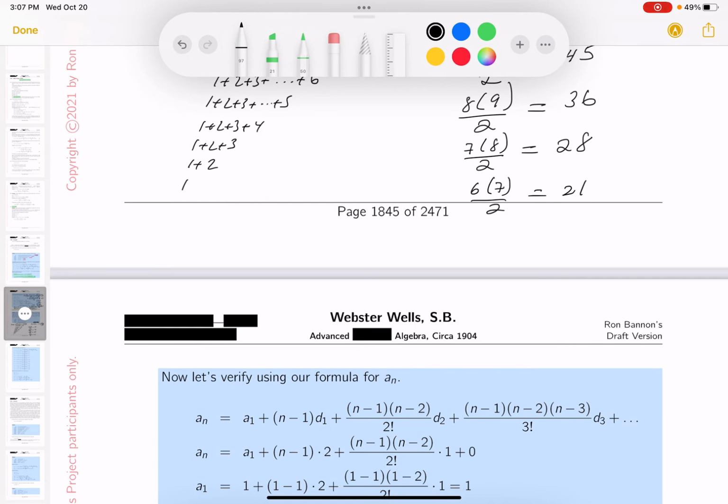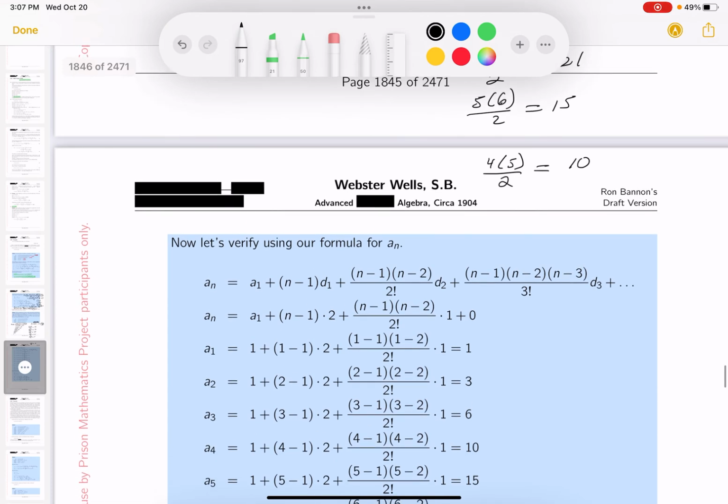Let's do the next one. It's going to be 5 times 6 over 2, which is 15 cannonballs. What's the next one? 4 times 5 over 2, which is going to be 10 cannonballs. I think you get a pretty clear pattern over here. What's the next one going to be? 3 times 4 over 2. And what does that give you? 6. What's the next one going to be? 2 times 3 over 2, which is 3.